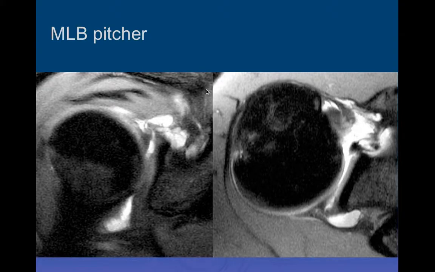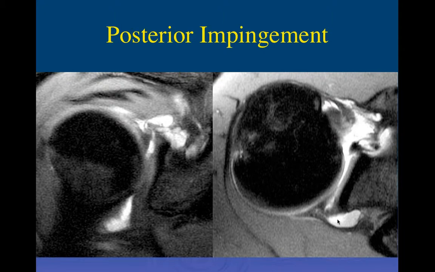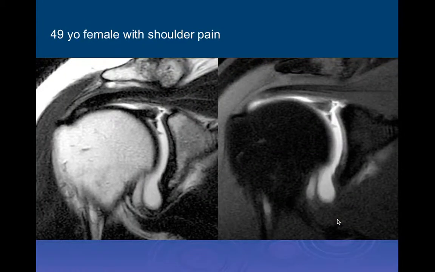So here's a Major League Baseball pitcher, and we can see things are kind of screwed up here in the superior portion. We see a lot of paralabral cysts, which is fluid extending through the tears into the paralabral tissues, and this tear also extends anteriorly and involves the posterior labrum. That's a typical appearance where you're getting a paralabral cyst, with the fluid going through the tear of the posterior labrum. That was in a Major League Baseball pitcher. So this is primarily a type 2C superior tear, which extended a little too far, and he had some posterior impingement, as you would expect in this kind of an athlete.